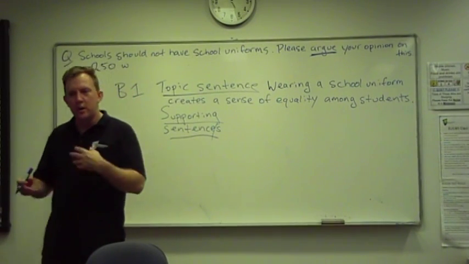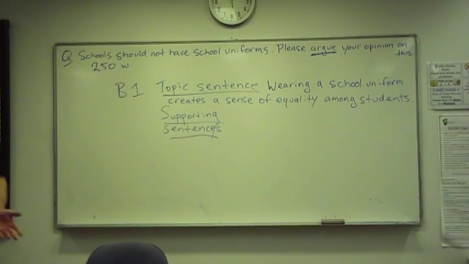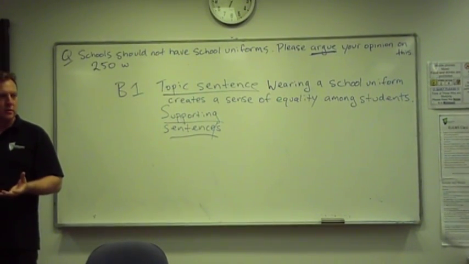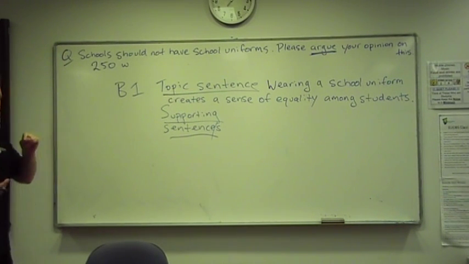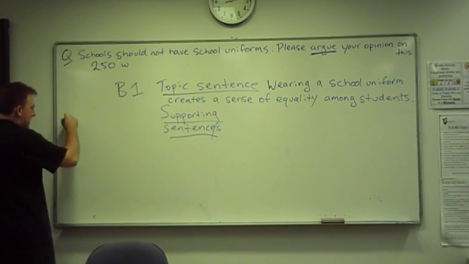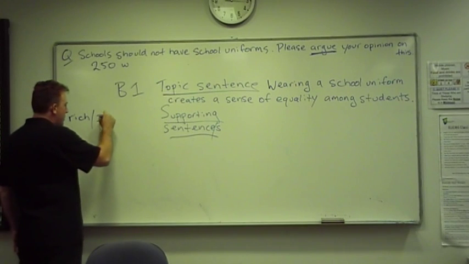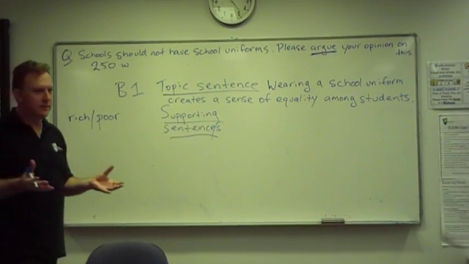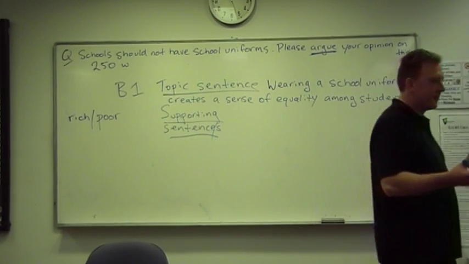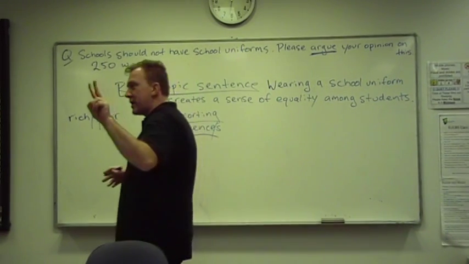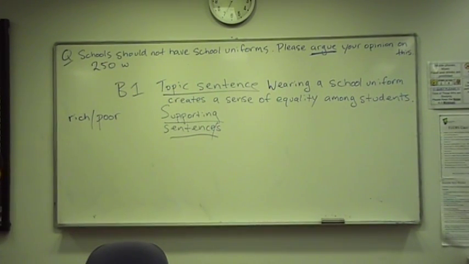Can we think of two or three ways that equality occurs? We talked about this. I said rich and poor. So we'll just talk about the supporting sentences. One supporting sentence might talk about rich and poor. What's another way that equality is? It's actually a little bit of a funny one. I mean, if there's two rich kids, how can they be different in their clothes?